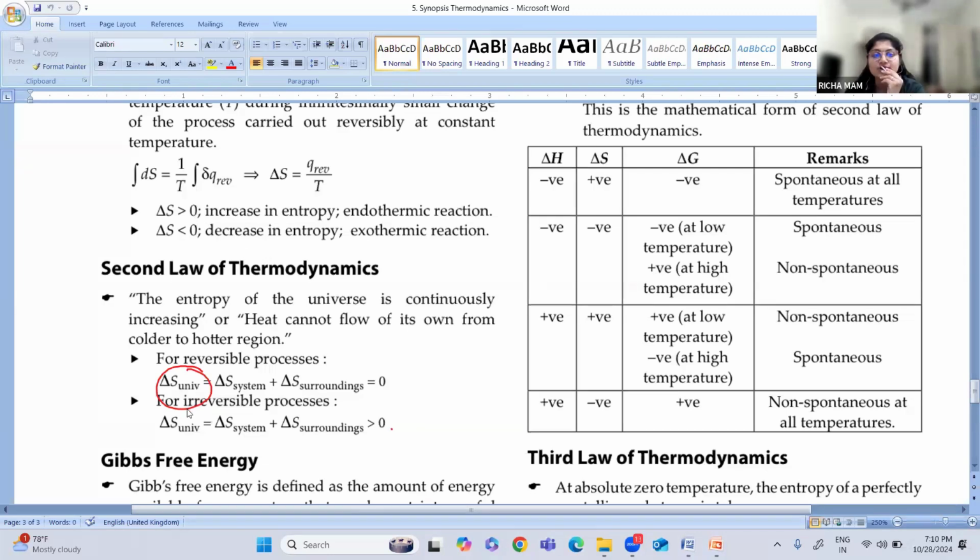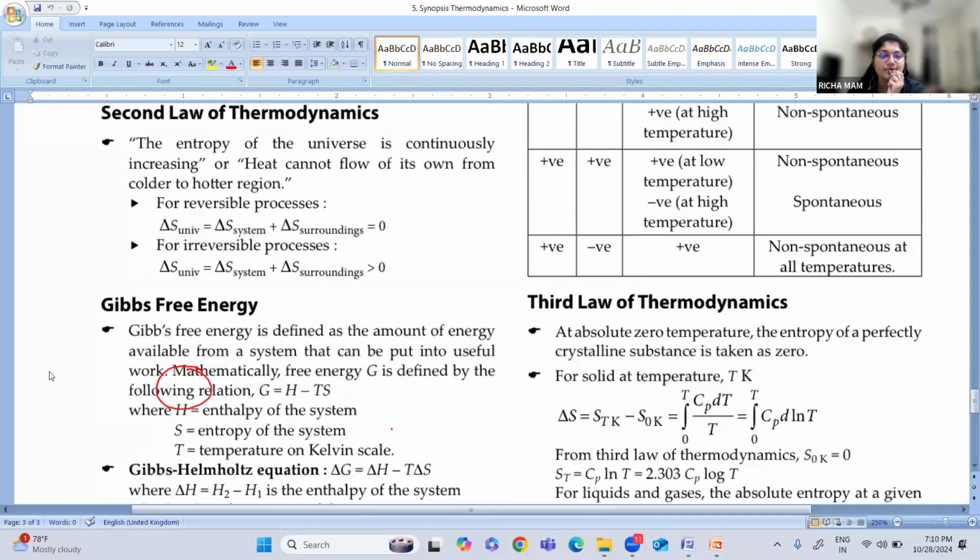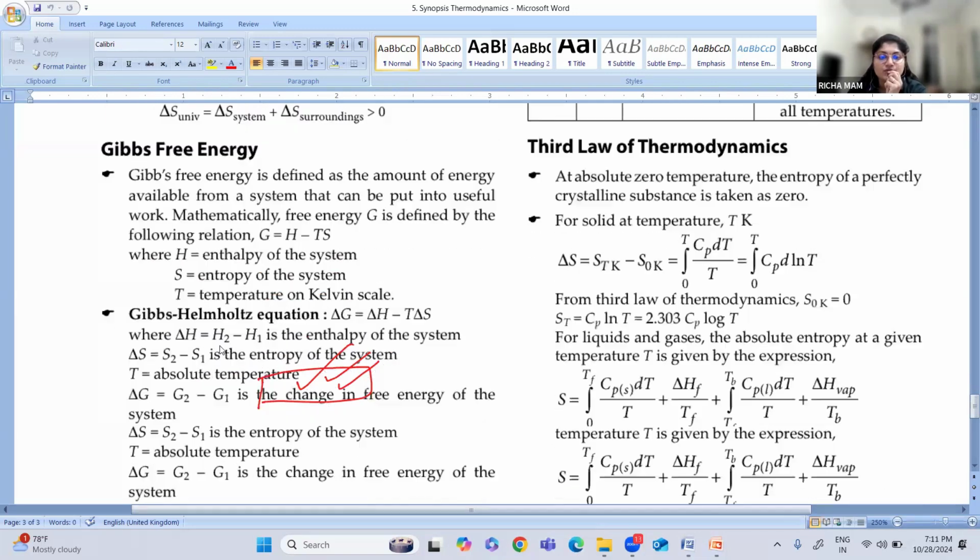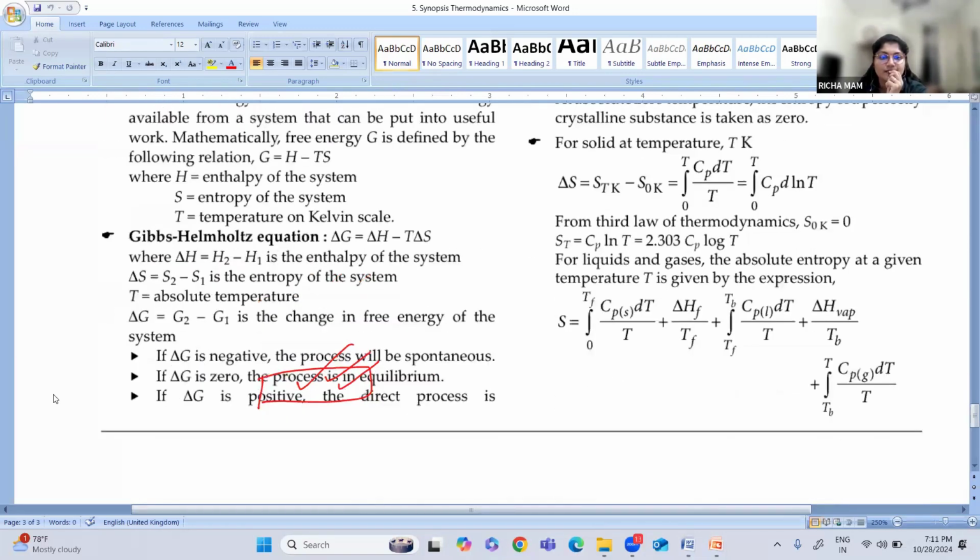It is based on the entropy. Then Gibbs free energy. What did we say? Gibbs free energy is the amount of energy available from a system that can be used for useful work. Gibbs free energy is given as G is equal to H minus TS, where H is the enthalpy, S is the entropy, and T is the temperature in Kelvin. So this also we have seen.